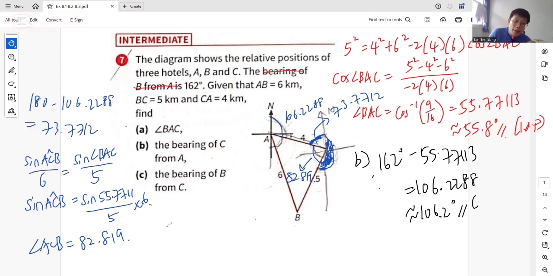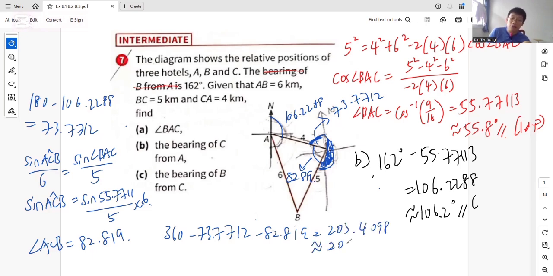So what do we have to do? Just angles at a point: 360 minus 73.7712 minus 82.819. That will give us 203.4098. Round off to 1 decimal place, 203.4 degrees. Just end off with your conclusion: the bearing of B from C is equal to 203.4 degrees. So this is it for question 7.